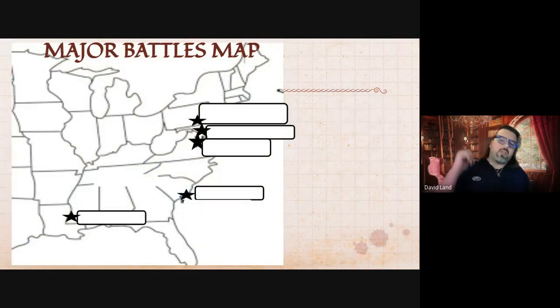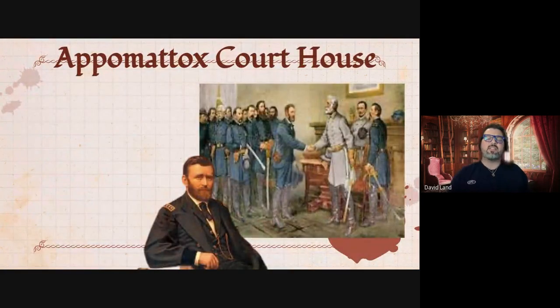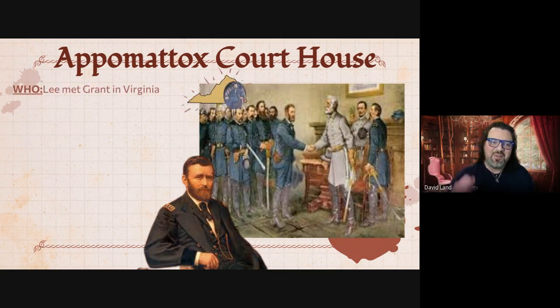Now, you can look at your battle map. We'll do that in class, but I'm going to skip that right now, okay? No coloring necessary. Let's end the war here. The war must end, and the Union North must win. How do we know? Well, because we got America now. So, who? General Lee meets General Grant in Virginia.